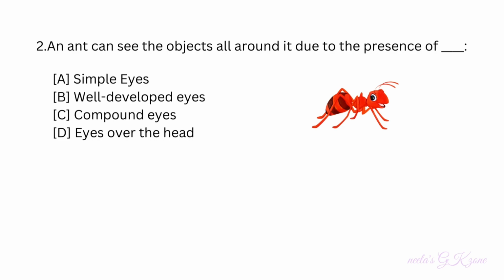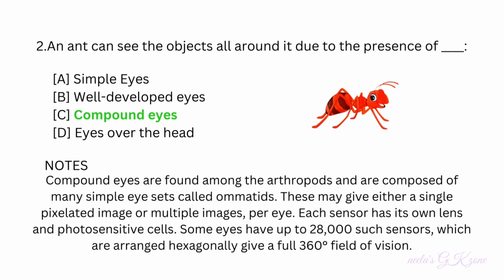And the next question is: an ant can see the objects all around it due to the presence of. Options are simple eyes, well developed eyes, compound eyes, eyes over the head. And the answer is compound eyes. And the reason is compound eyes are found among the arthropods and are composed of many simple eyesets called ommatidia. They may give either a single pixelated image or multiple images per eye.